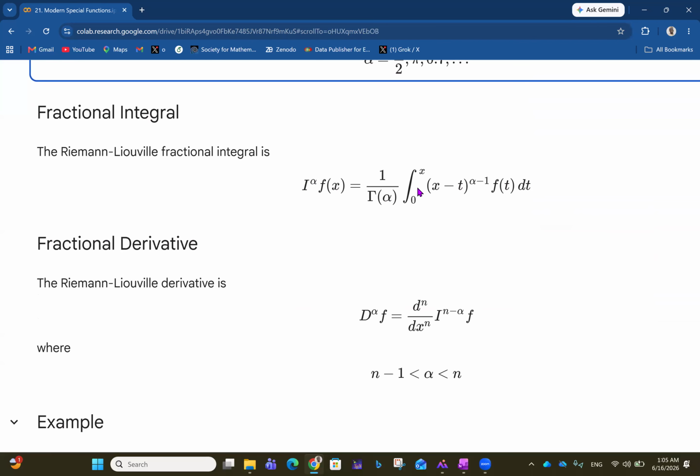So this is the fractional integral, and our fractional derivative, the Riemann-Liouville derivative, D^alpha f, is equal to d^n/dx^n of I raised to power n minus alpha f, where n minus 1 is less than alpha is less than n. That means alpha lies between n minus 1 and n, in short. So an example of this would be what we have now.